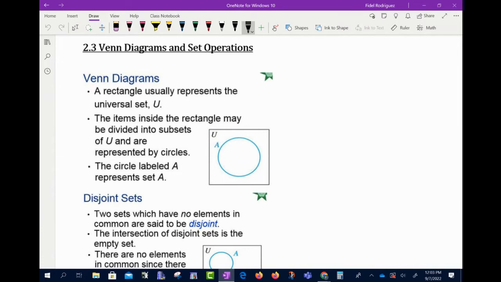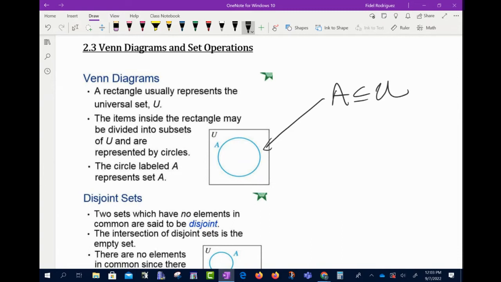There we go. Okay. So we got our universal set U, and then A is a subset of U, right? So we might say something like, A is a subset of U.